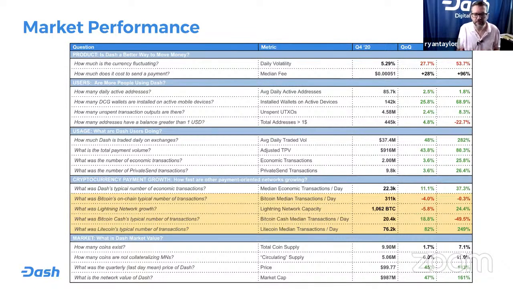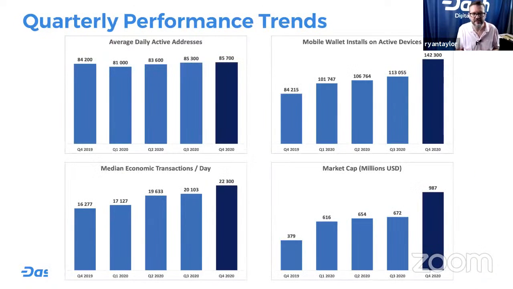So now we get down to price and market cap. Price was up 45% during the quarter, ended just below $100. And the market cap was up 47% during the quarter to just under $1 billion. So if we could switch to the next slide.